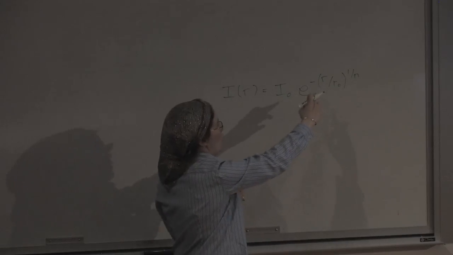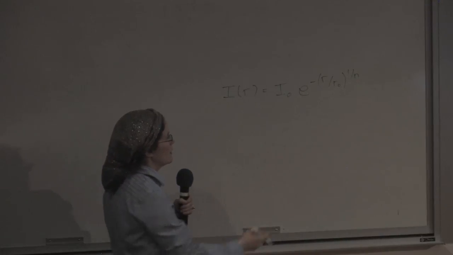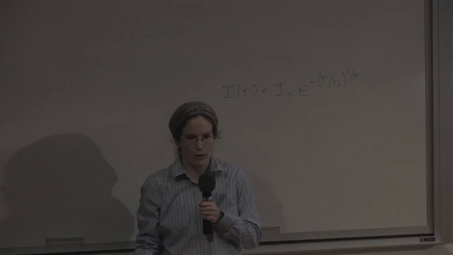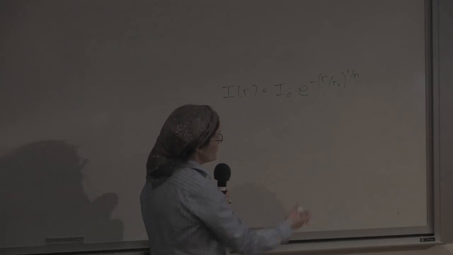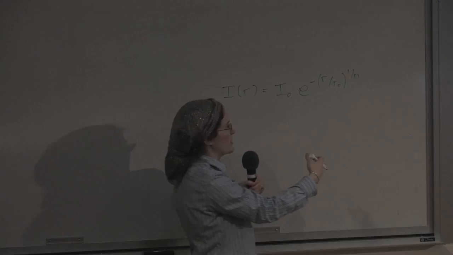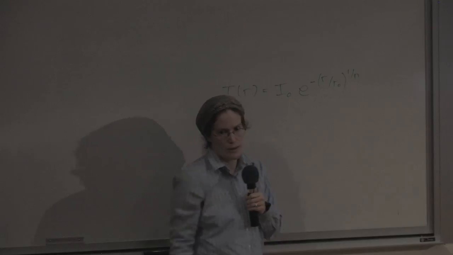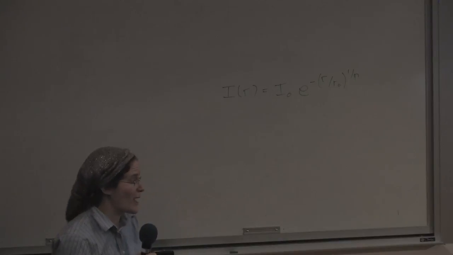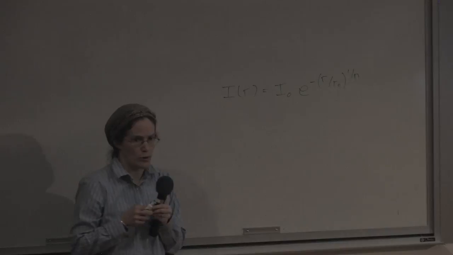e to the minus r to the 1 over n. So if n is a half, this is e to the minus r squared. It's a Gaussian. Most galaxies don't look like a Gaussian. Disk galaxies can commonly be represented as an exponential profile, e to the minus r, so n equals 1. And elliptical galaxies, early type galaxies, generally have n around 4, de Vaucouleurs profiles.